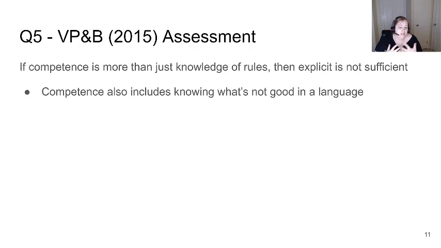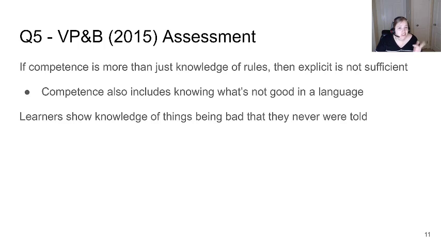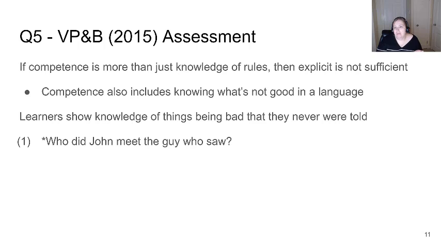And a lot of times they don't clearly tell you what's not good. I mean, you might say, do this, and then there are exceptions, really subtle exceptions that you don't realize. So learners do show knowledge of things that were bad that they were never told about. Here's another example. Something like, "Who did John meet the guy who saw?" And the real question is, what is this supposed to mean? Imagine the sentence, John met the guy who saw Pedro. And instead of using an echo question, I want to ask about Pedro. And I go, "Who did John meet the guy who saw?"